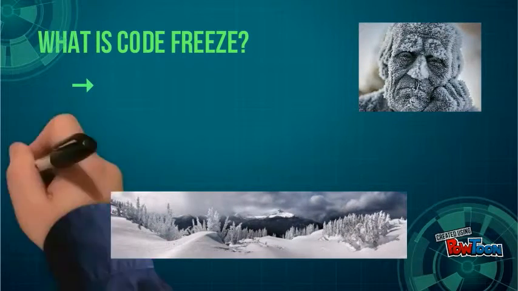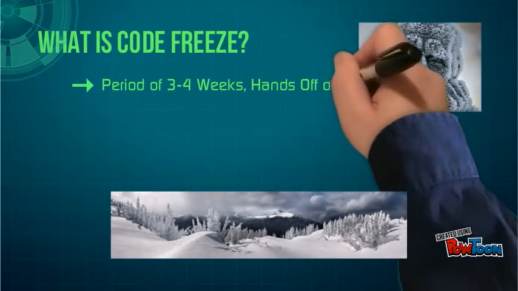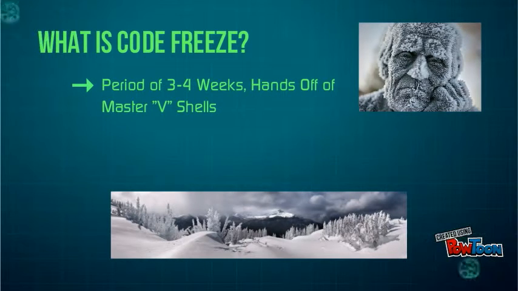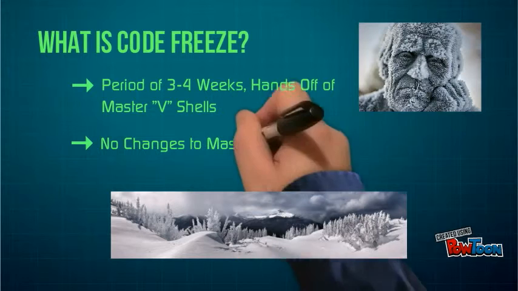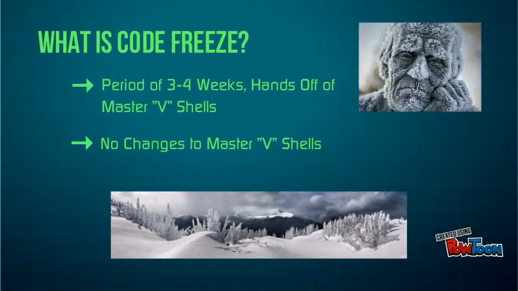What is code freeze? Code freeze is a period of 3 to 4 weeks when all V or master shells are considered hands-off to everyone university-wide. This means that during this period of time, no changes are to be made to the master V shells.